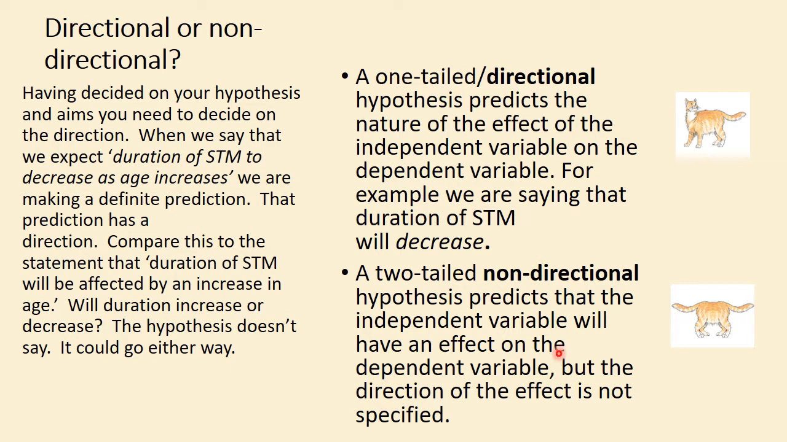However, you may not know what your direction is going to be, in which case you would write a two-tailed or a non-directional hypothesis. In the case of Freak Cat, we don't know which way Freak Cat's going to walk. Could be this way, could be that way. And in that sense, if you're not sure, you write a non-directional hypothesis. In this case, with the STM example, the duration of STM will be affected by an increase in age. We don't know. It could get better, it could get worse.